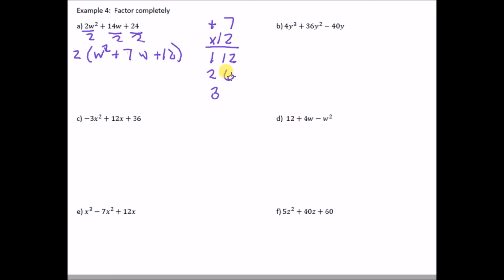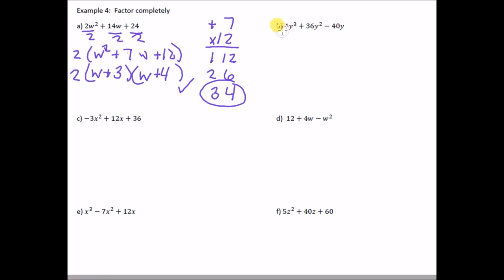Okay, 1, 12, 2, 6, 3, 4. So 3 and 4 add up to 7. So we're going to put our two brackets. W times W will give us our W squared. And we're going to put a plus 3 and a plus 4 in here. Positive 3, positive 4. That's it. Done.